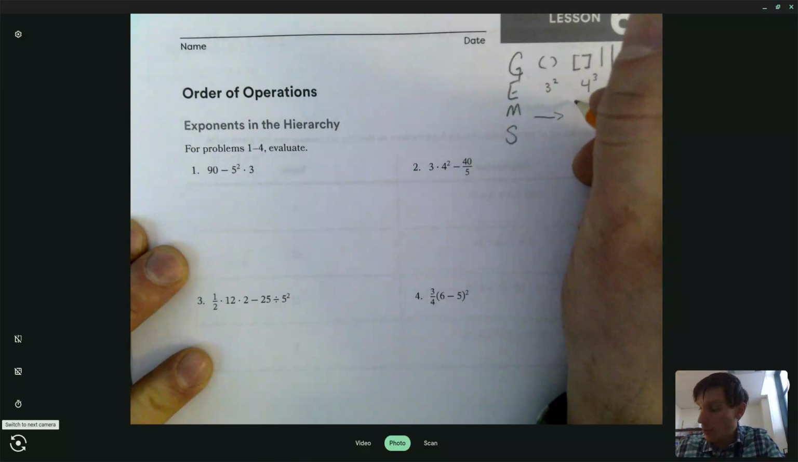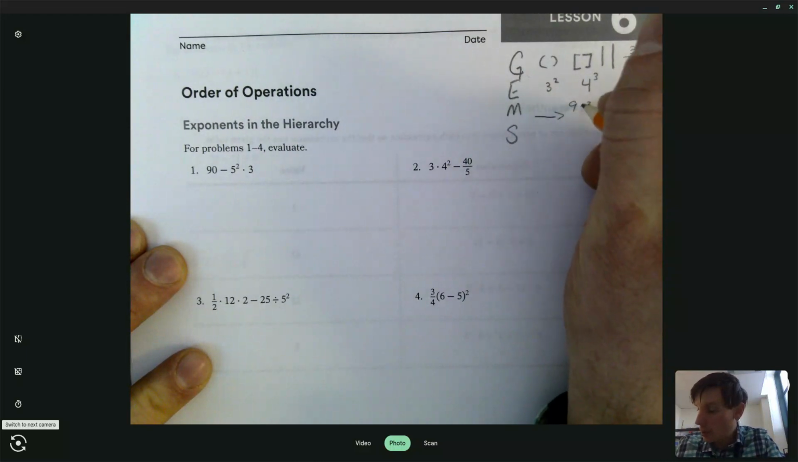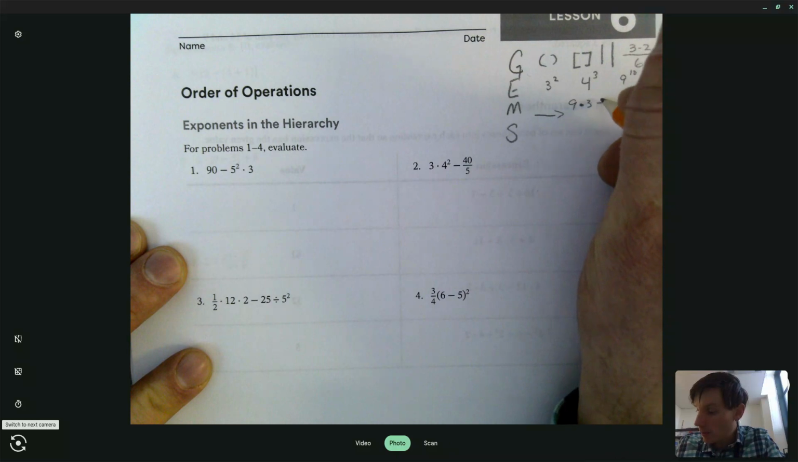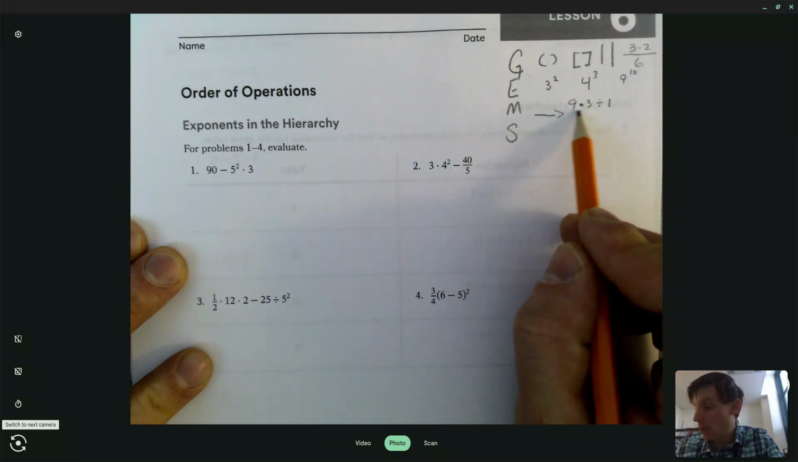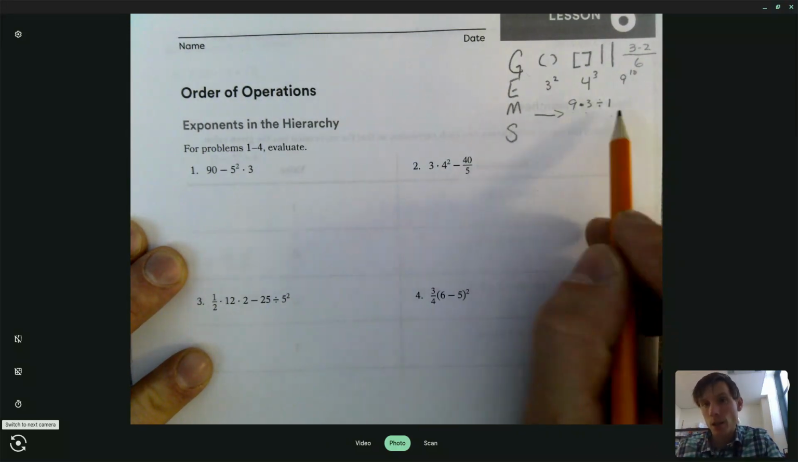So if you have dividing first, say this is 9 minus 9 times 3 divided by whatever 1, doesn't matter, right? We got to go left to right first. Okay, so doing the multiplying, then dividing, going left to right.